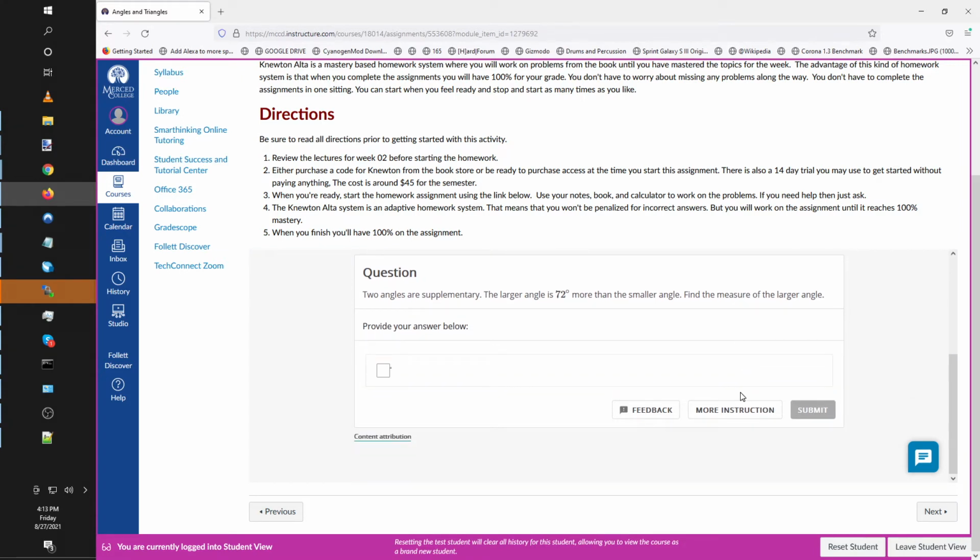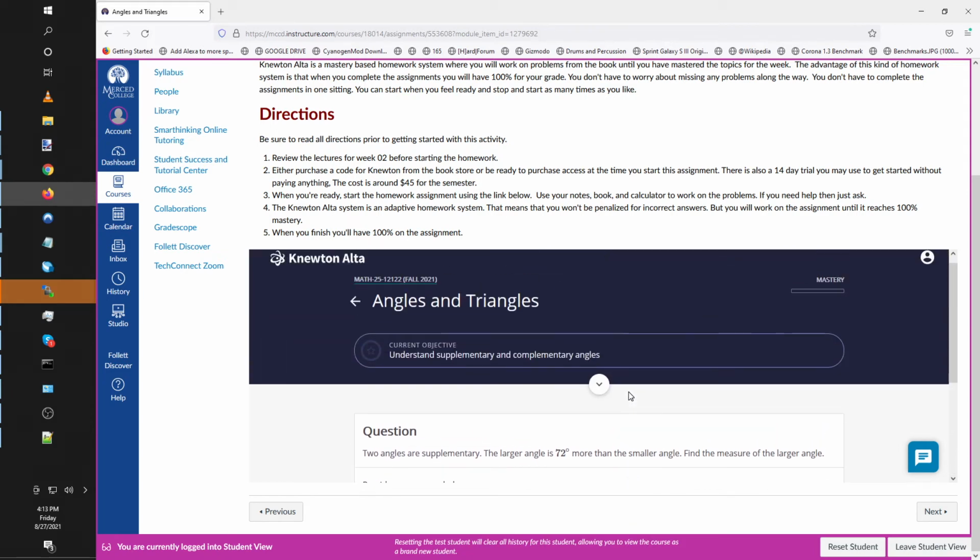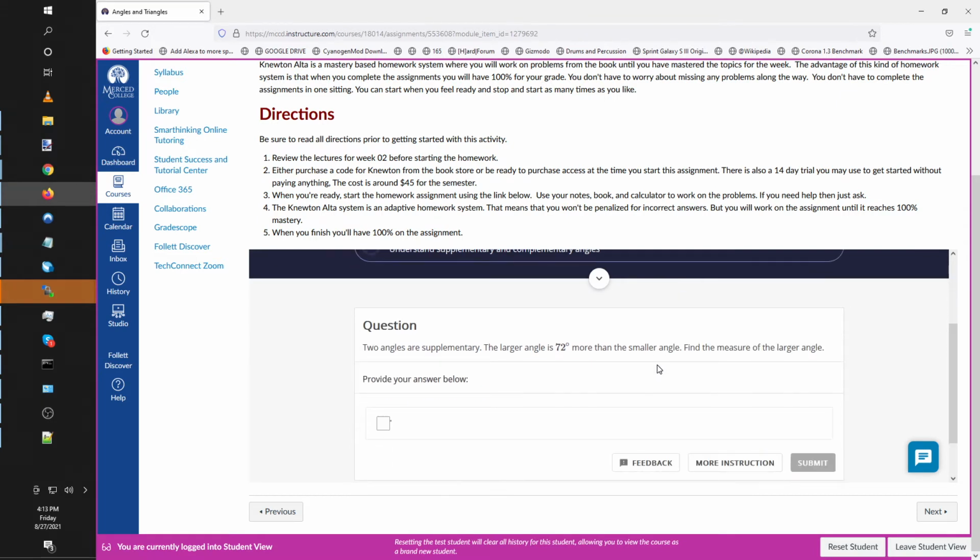So at this point you have homework to do. And this is an adaptive homework system, I'll explain a little bit about it. That means you get credit for working on problems, and as long as you get them right eventually, then you get 100% on the homework. So it doesn't matter if you get an individual problem right or wrong.